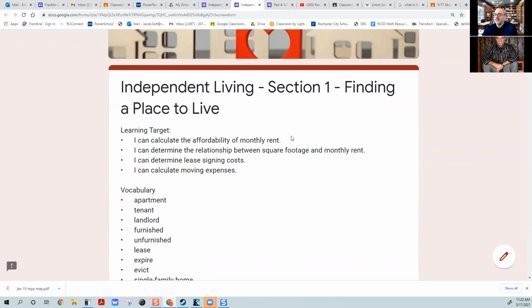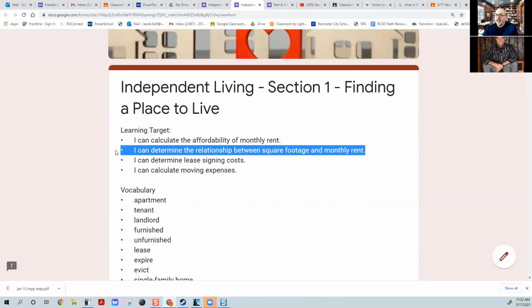1 is I can calculate the affordability of monthly rent. Therefore, you could take someone's salary. If you knew what they made in a year, you could determine what kind of apartment they could afford per month. If you knew how much they made per month, you could determine how much of an apartment they could afford per month. So there's that idea.